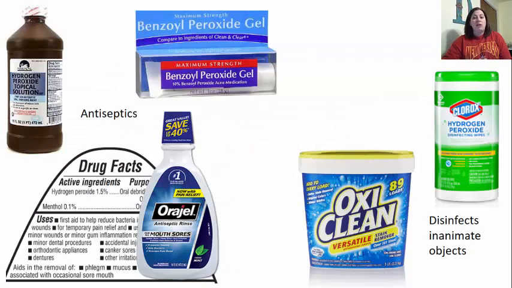So again, if we take a look here, we have the difference. The antiseptics can be used on the skin. You have the hydrogen peroxide, the Oragel, the benzoyl peroxide gel for acne. On the other hand, they also can be found in some disinfectants like OxyClean, and also Clorox with hydrogen peroxide. And of course, they're disinfectants if they're going to be used to clean inanimate objects.